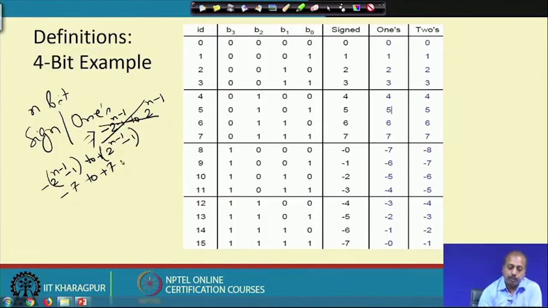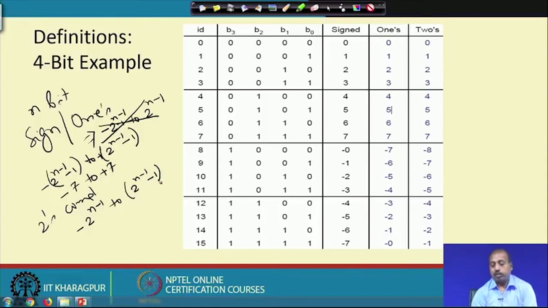In 2's complement notation, you have got the range which is minus 2 to the power n minus 1 to 2 to the power n minus 1 minus 1. Okay. So, for n equal to 4, we have got here minus 8 to plus 7.